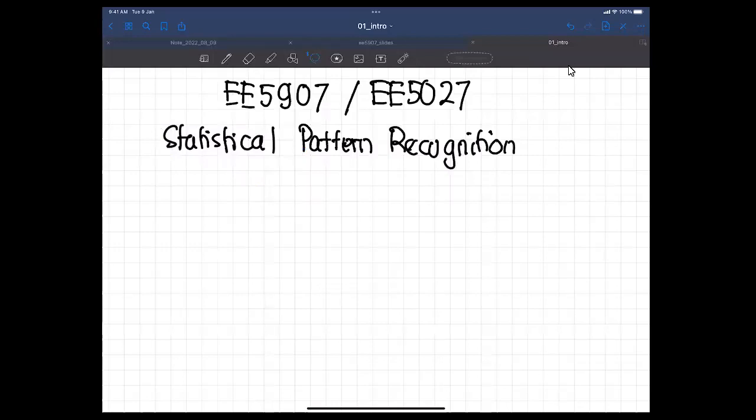So first of all, let's discuss the definition of pattern recognition. So when people ask you what you understand or what is the definition of pattern recognition, then what is your answer? Any ideas? Anyone wants to take this challenge to answer the definition of pattern recognition?